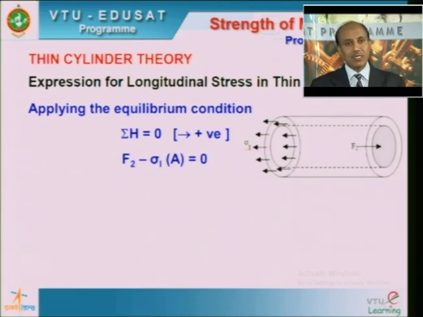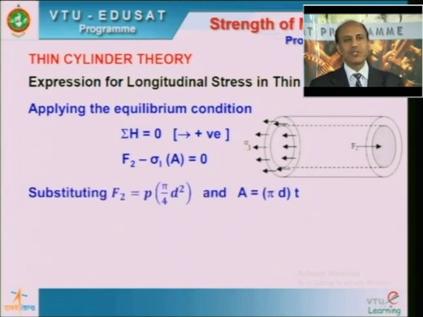So, stress is nothing but sigma L, the longitudinal stress which is acting on the wall surface, the cut wall section over there. Area, we have just discussed how we calculate it. It is nothing but the inner perimeter multiplied by the thickness. So, we substitute these two parameters, that is F2 as internal pressure into the area pi by 4 d square, and capital A as pi d, inner perimeter, into thickness. You get this expression.